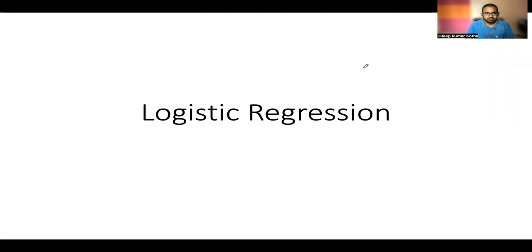Logistic regression. So this is called regression for historical reasons. But the main purpose of this logistic regression is to solve classification problems. Let's move on.